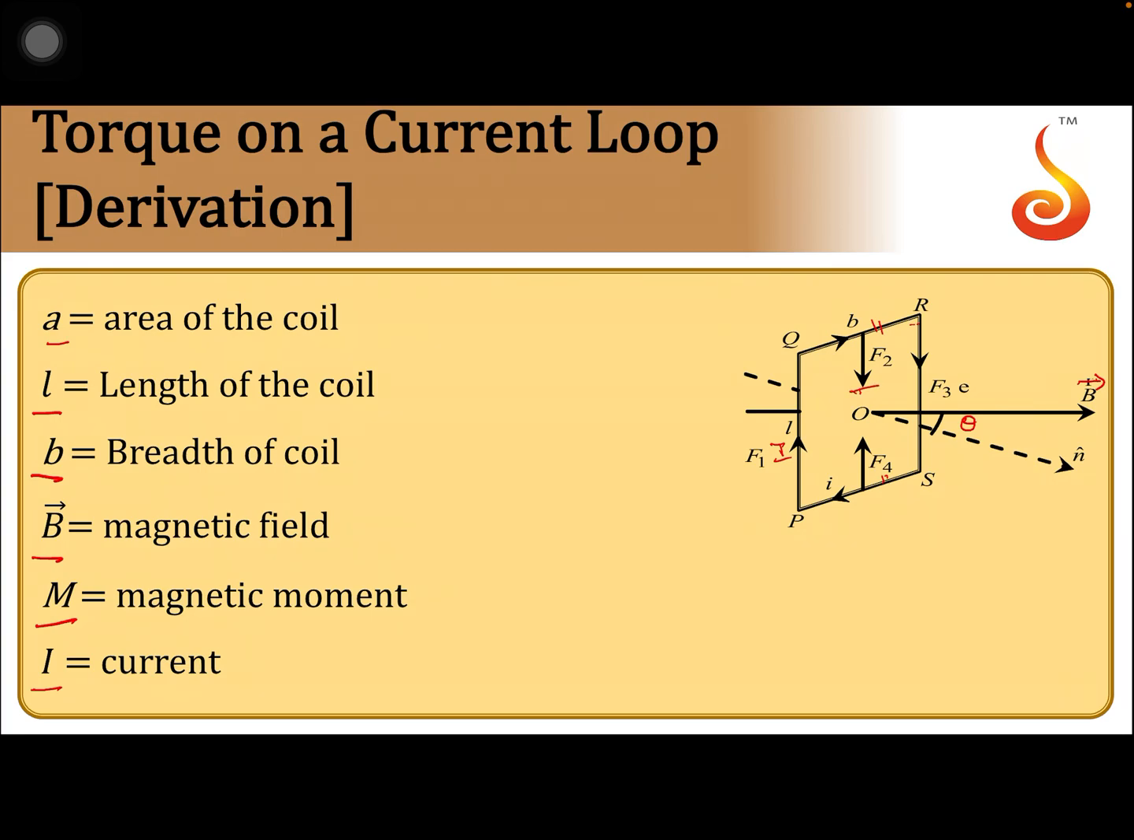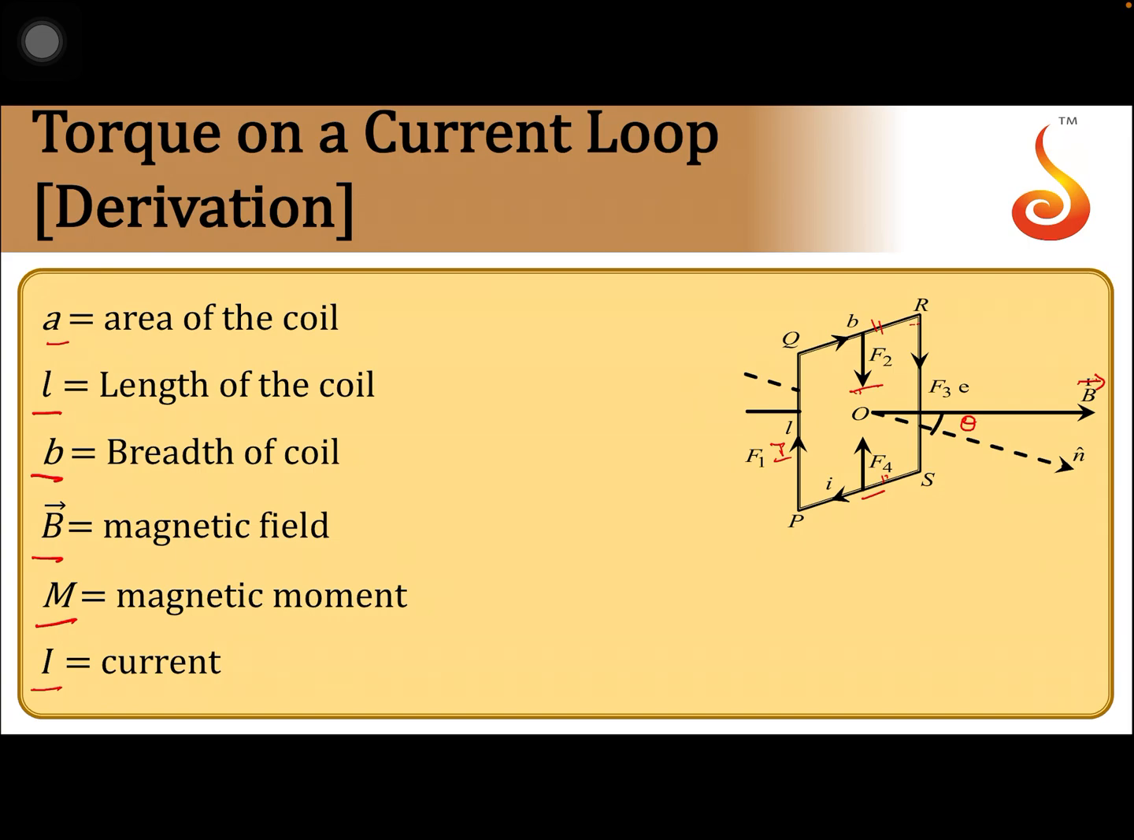These forces are F2 and F4. They are equal and opposite, so they get cancelled. But the forces F1 and F3 form a couple. So they form a couple, and due to this, the loop experiences torque. So the force on PQ and RS will give rise to torque.